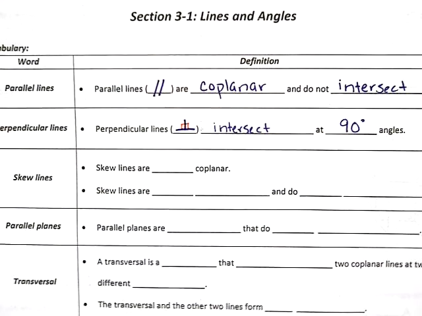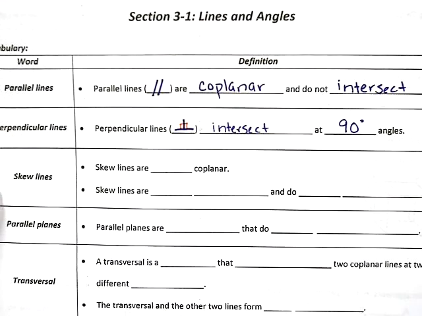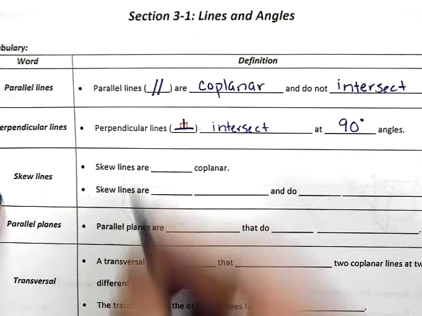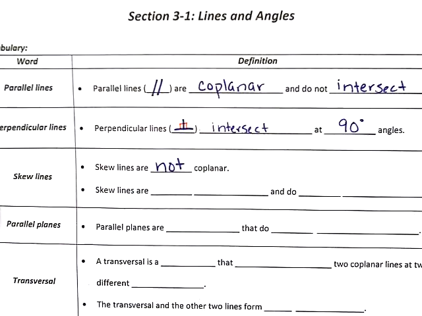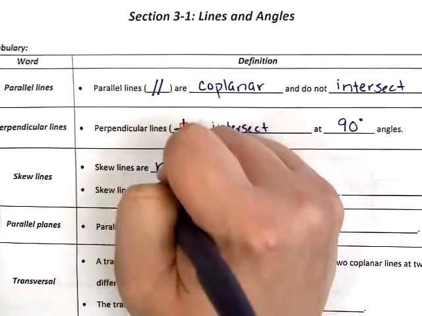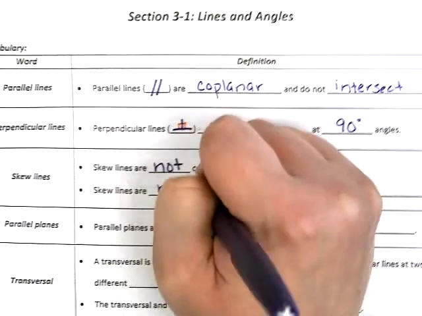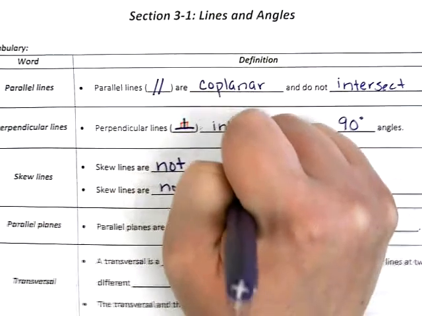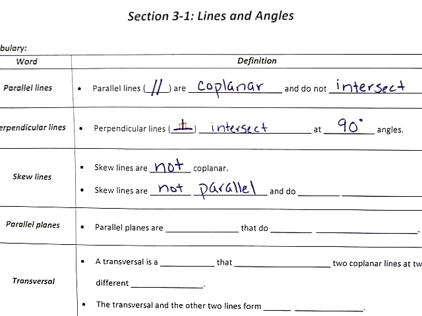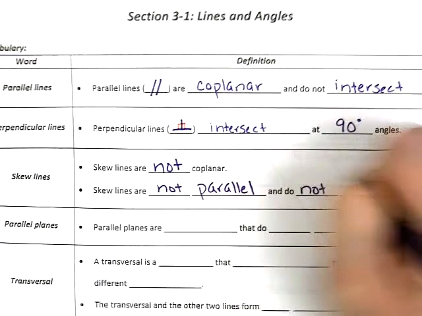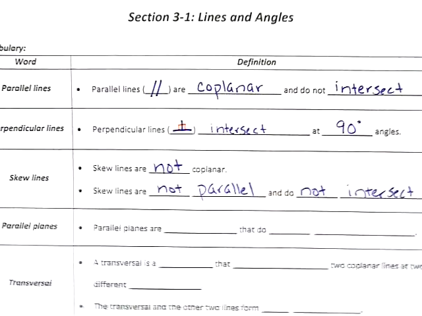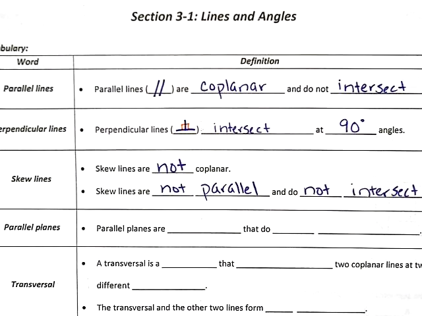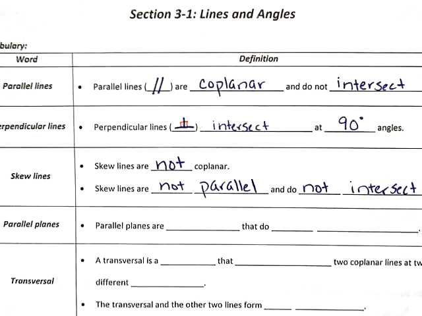Skew lines, that's a new word. That is probably one you have not heard before. Skew lines are not coplanar. Skew lines are not parallel. And they do not intersect. Skew lines are probably the hardest to see. We will make sure that we talk a lot about those, don't you worry.